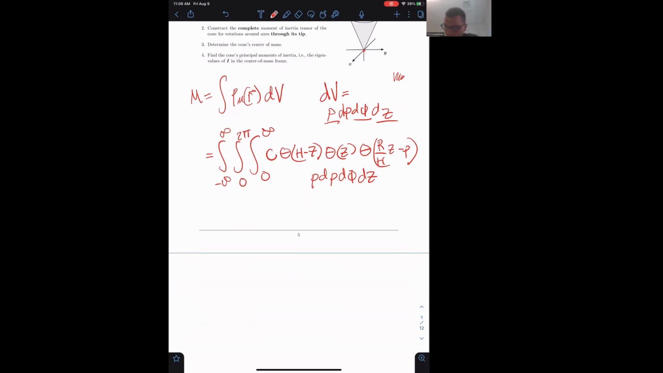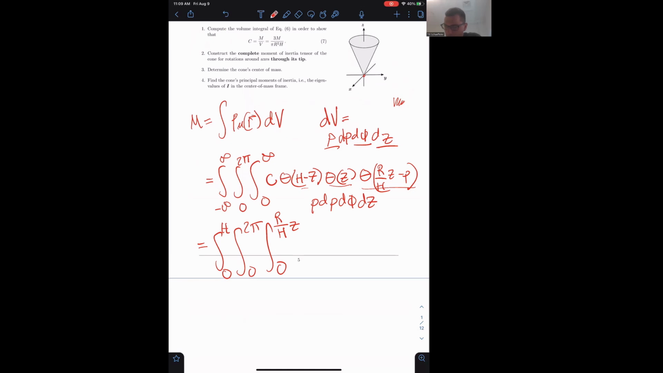Right. So let's do z first. z is going to go from 0 to h. That's our z integral. Phi is still going to go from 0 to 2 pi, and rho is going to go from 0 to r over h times z. So that's what these Heaviside functions do.